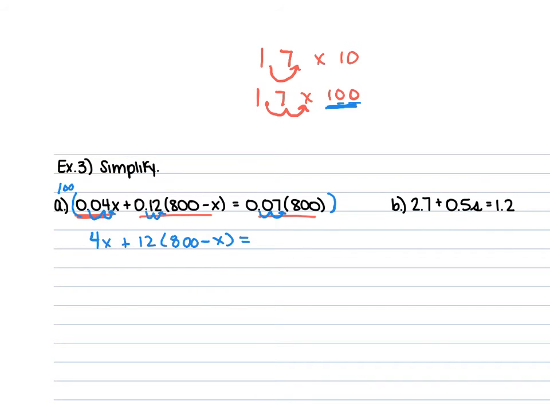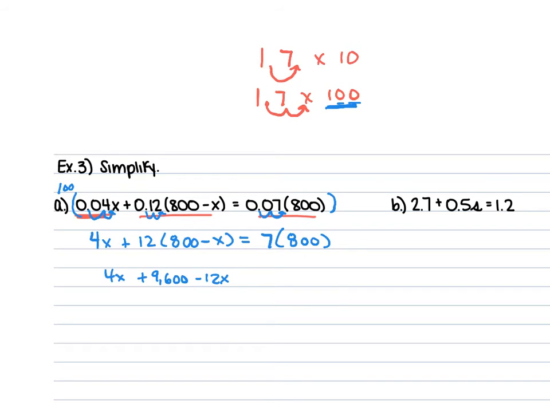That 7 hundredths, moving it 2 times to the right, will just become a 7. And now it's much easier to deal with here. We've got 4x plus 12 times 800. Now I'm just going to go ahead and save you the time of working that out. I mean, definitely you would have to do these and check them, but 12 times 800 is 9,600. And then 12 times negative x is negative 12x.